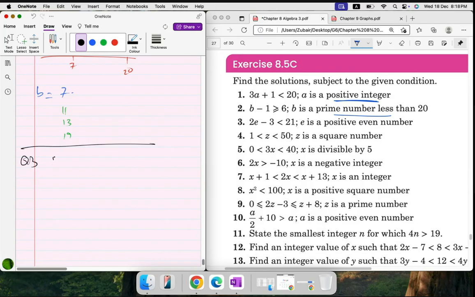Question 3. 2e minus 3 is less than 21. 2e is less than 21 plus 3, which is 24. e is less than 12.